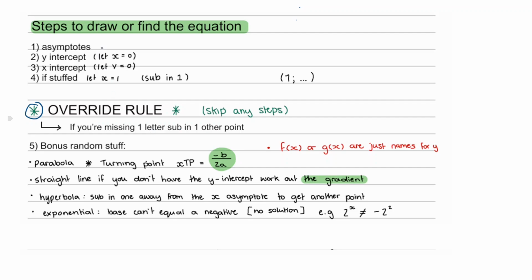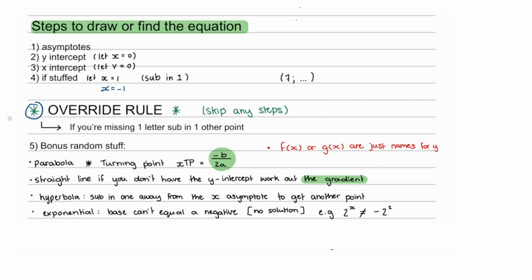The first thing that I like to draw, or if I've been given a graph and I'm trying to work out the equation, is the asymptote. So sub that in first, then draw your y-intercept by letting x be naught, then draw your x-intercept by letting y be naught. And if you're stuffed and you feel like you don't have enough information to finish drawing your graph, then I suggest subbing in x is 1 or x is minus 1, something like that.